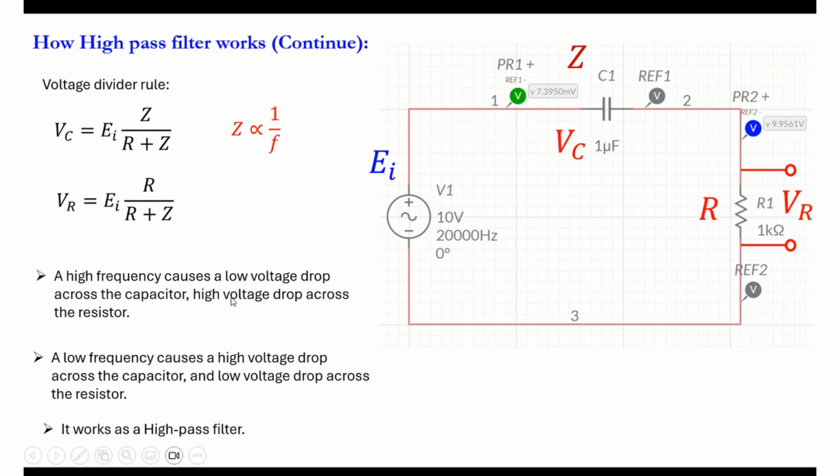A high frequency causes a low voltage drop across the capacitor and a high voltage drop across the resistor. A low frequency causes a high voltage drop across the capacitor and a low voltage drop across the resistor. So if you have a very low frequency, say 10 Hz or 20 Hz, the high voltage drop will be across the capacitor, and the voltage drop across the resistor will be very low. Since we're tapping across the resistor, we'll not get any low frequency passing through. This is how it works as a high-pass filter.